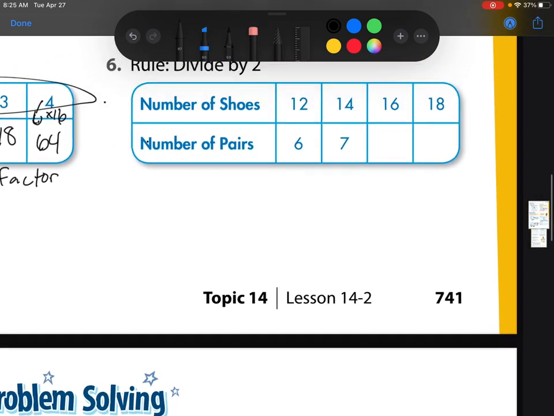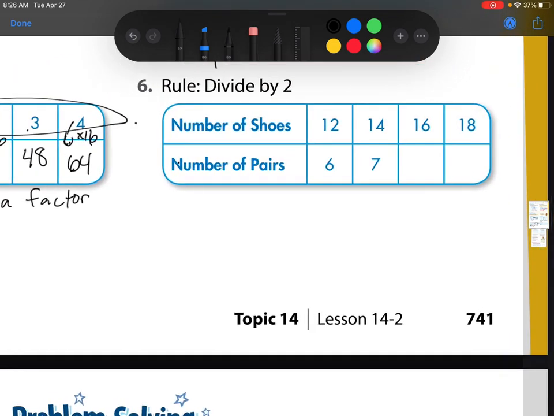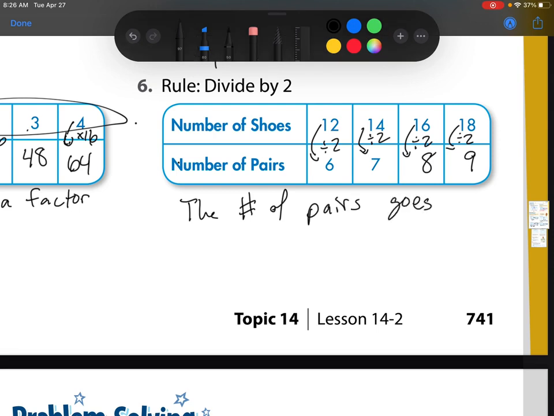Now let's head to our next one. Our rule is divide by 2. So how do we get from 12 to 6? We divided by 2. How do we get from 14 to 7? We divided by 2. 16 divided by 2 is 8. 18 divided by 2 is 9. So what do we notice? Well, again, there's several things. What I'm going to put this time is the number of pairs goes even, odd, even, odd.